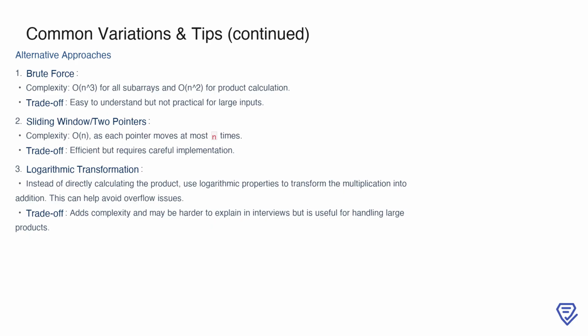Another alternative is using logarithmic transformations, where multiplication is replaced with addition by applying logarithmic properties. This can help prevent overflow issues when dealing with very large products. However, this approach adds complexity to the solution and may be harder to explain in an interview setting. Understanding these different strategies and their trade-offs allows you to select the best approach for the given problem constraints.